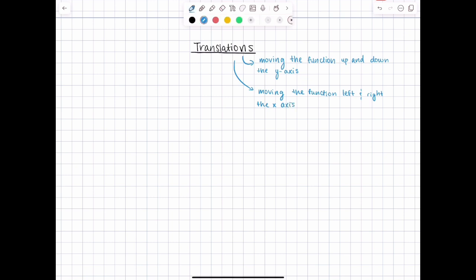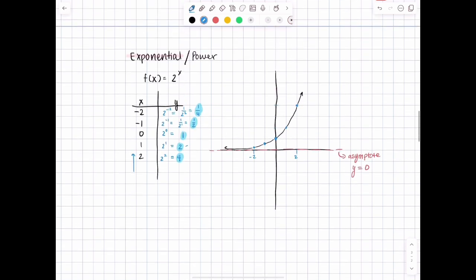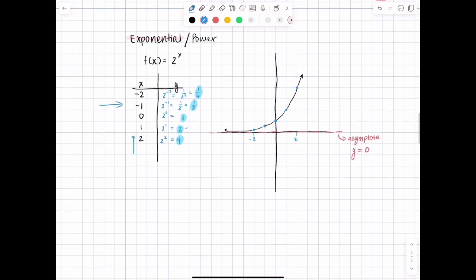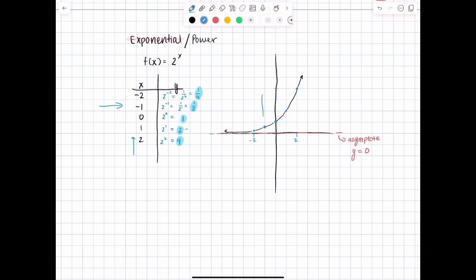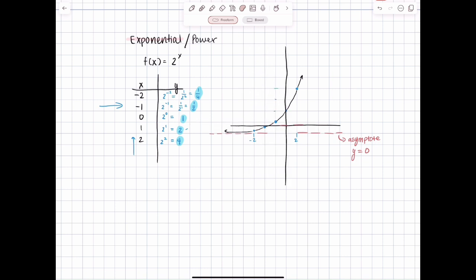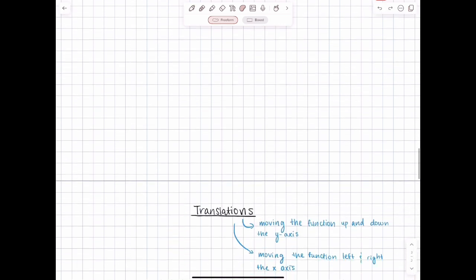This is the only type of transformation where you don't change any of the points on your graph. All the table values stay the same, except you're moving the whole graph either up or down a few points, or left and right. So it's kind of basic.